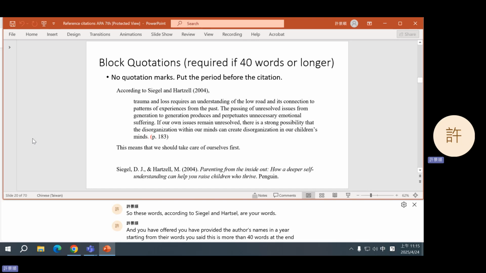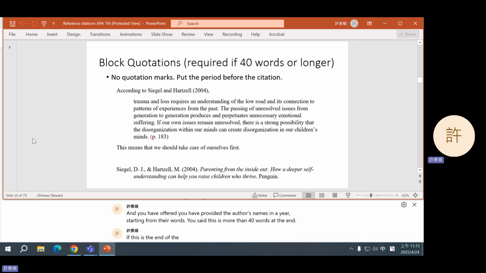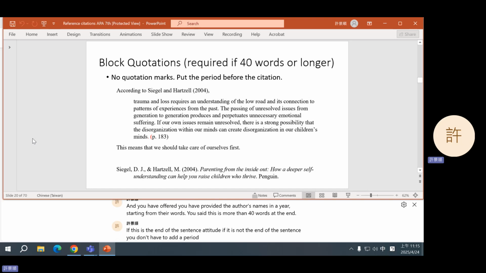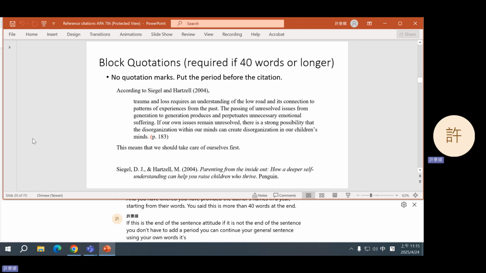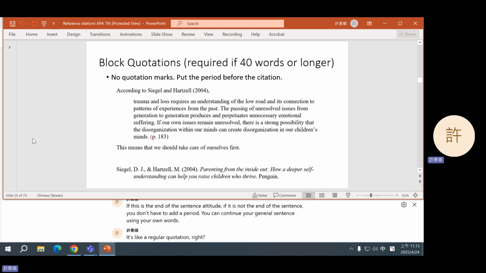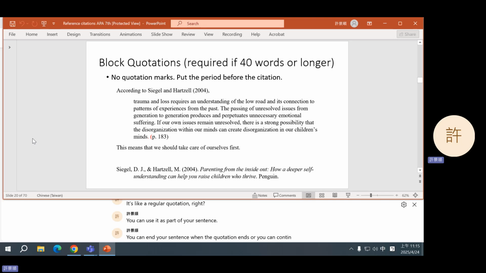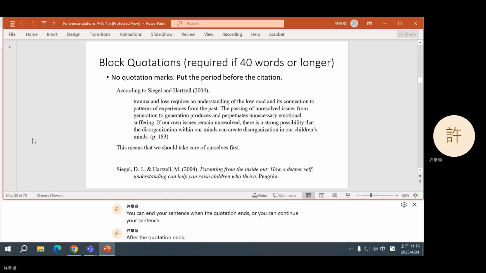At the end, if this is the end of the sentence, add a period. If it is not the end of the sentence, you don't have to add a period. You can continue your general sentence using your own words. It's like a regular quotation, right? You can use it as part of your sentence. You can end your sentence when the quotation ends, or you can continue your sentence after the quotation ends. And then this is the full reference of this course. Questions? Okay.